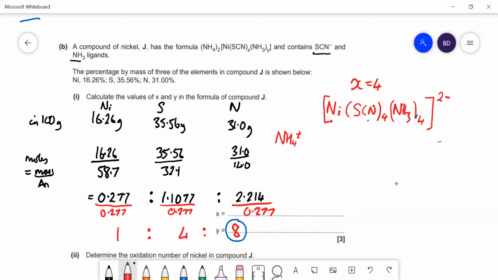Now we know the ammonia ligands have no charge, so forget about those. Each one of the thiocyanates is a minus, so there's 4- there. So we've got 4- and something here gives us 2-. That means the nickel must be the +2 ion. Okay, so the oxidation state of nickel is +2. That is our answer.